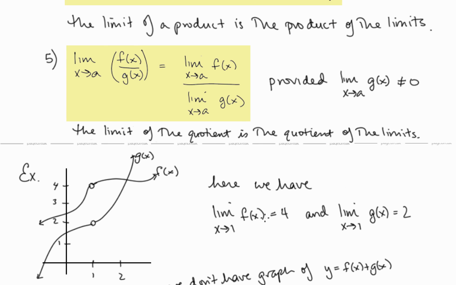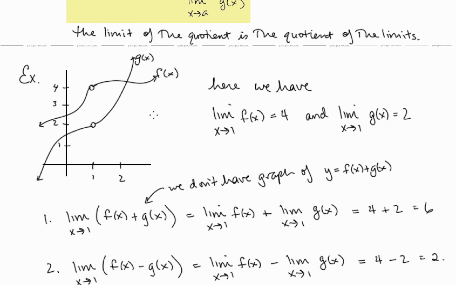So let's take a look at this example. We can see from the graph that the limit as x goes to 1 of f of x is equal to 4, and the limit as x goes to 1 of g of x is equal to 2. So if we're looking for the limit as x goes to 1 of f of x plus g of x, we don't have the graph of y equals f of x plus g of x, but we can use this information to get the limit we're looking for.